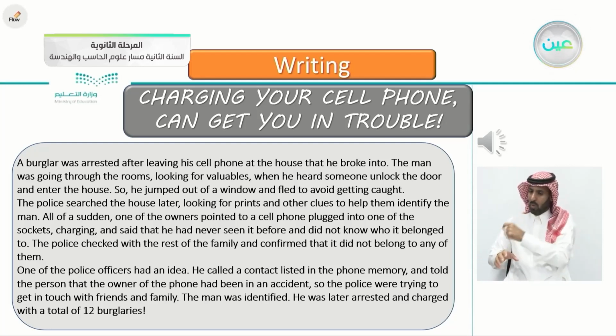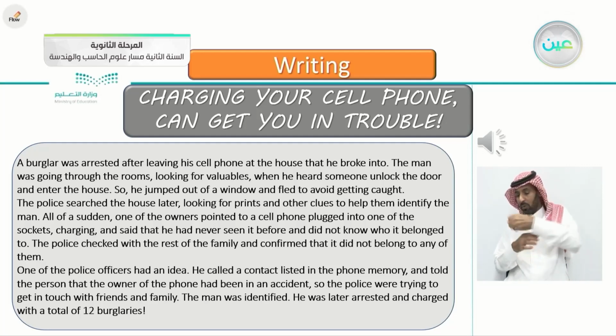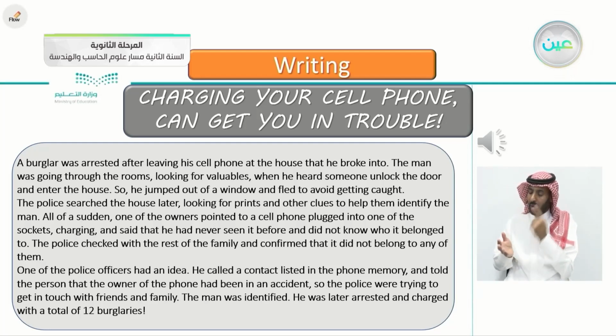The man was going through the rooms, looking for valuables, when he heard someone unlock the door and enter the house. So, he jumped out of a window and fled to avoid getting caught. The police searched the house later, looking for prints and other clues to help them identify the man.